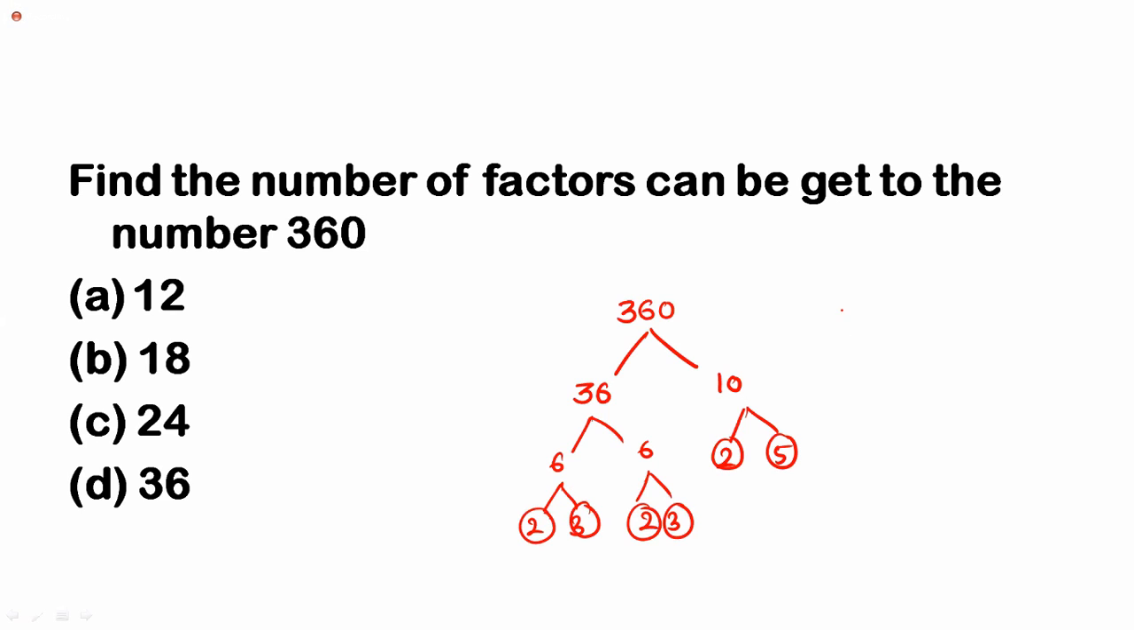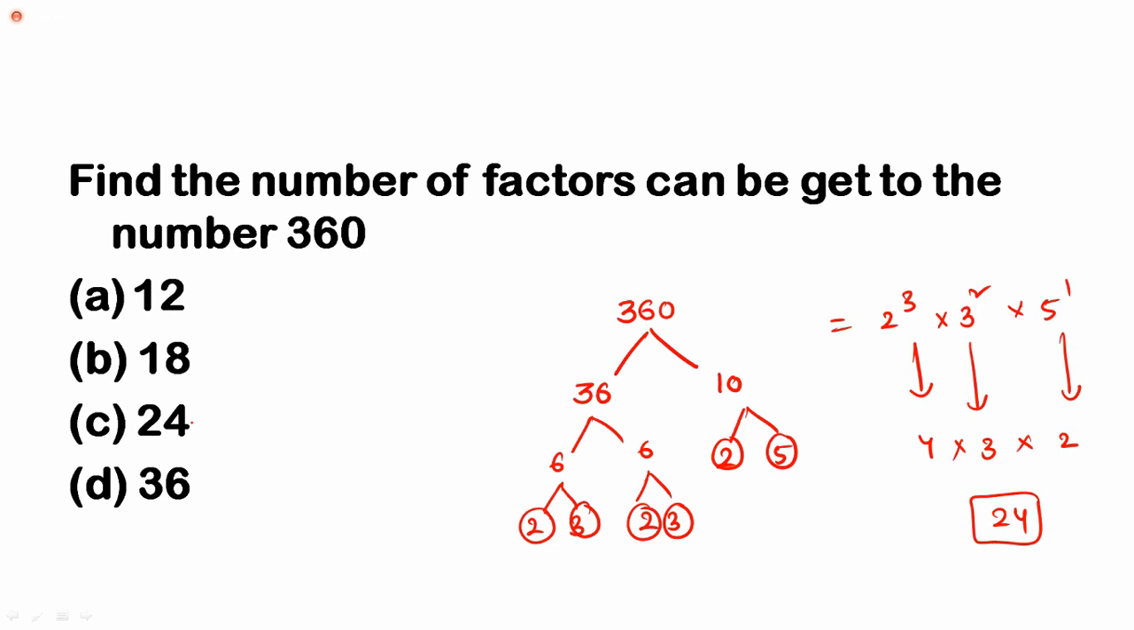So 2 is coming 3 times, 2 power 3, 3 is coming 2 times, 5 is coming 1 time. After splitting: 3 plus 1 is 4, 2 plus 1 is 3, 1 plus 1 is 2. Only the powers you have to look at. Multiply all these numbers, mark your answer as 24.